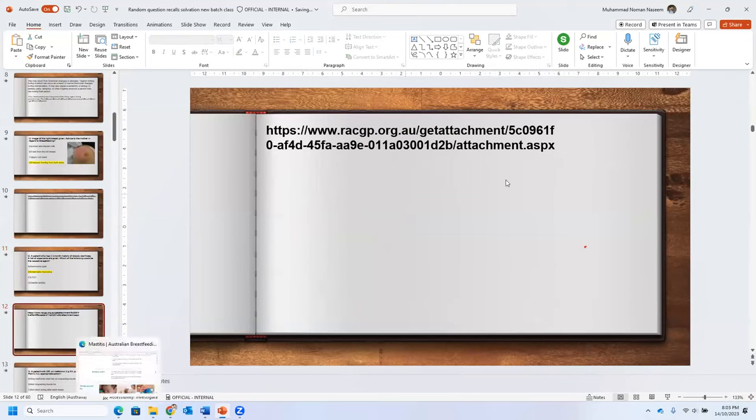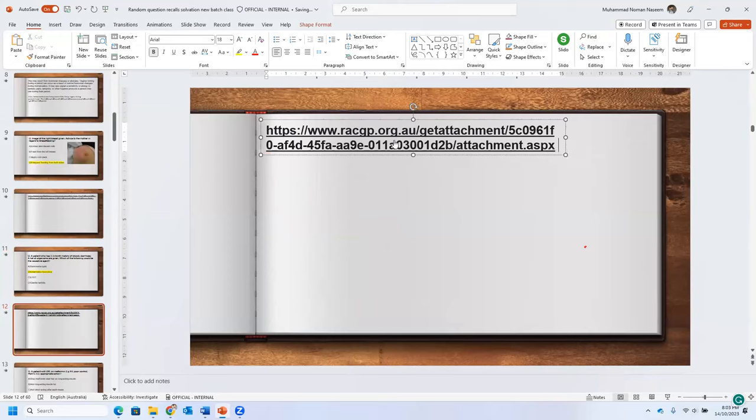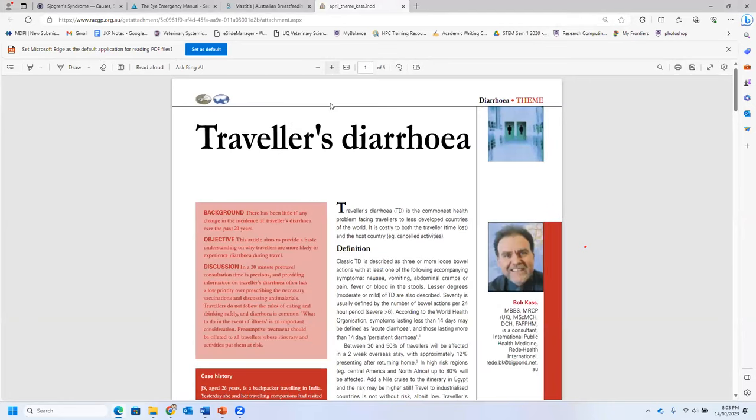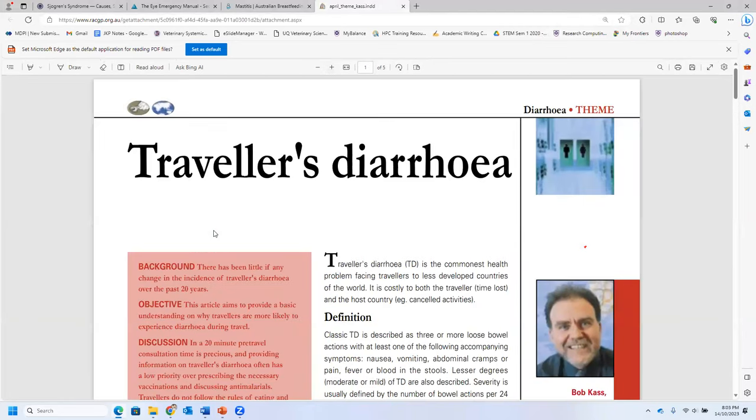All right. So you can study from the RECGP Traveler's Guide for Traveler's Diarrhea. It comes up under this. Salmonella is less than 12 hours. It's not a hard and fast rule, but within the first 24 hours, it's either Staphylococcus aureus that is causing the diarrhea or E. coli.